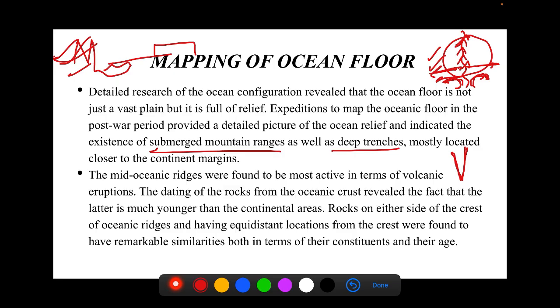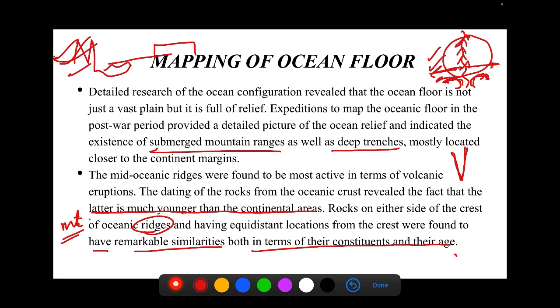When we found the dating of the rocks from the oceanic crust, it revealed the fact that the latter is much younger than the continental areas. What we find is that the oceanic floor is much younger as compared to the continental land area. Rocks on either side of the crest of the oceanic ridge, the ridge is just mountains beneath the water, having equidistant location from the crest, were found to have remarkable similarities both in terms of their constituents and their age.